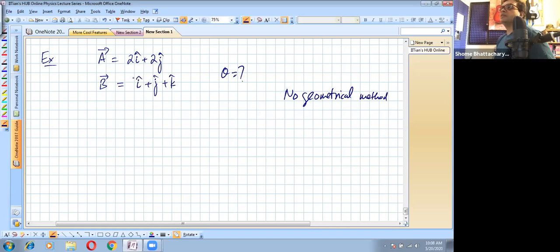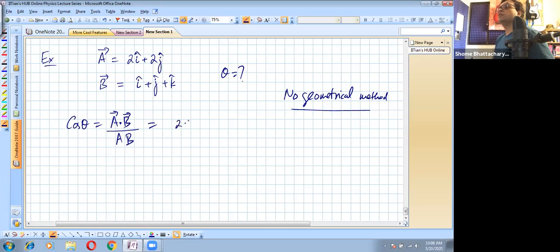Because what is happening is we can individually find out the angles of A and B with the x, y, and z axis, but that is not going to help us in finding the angle between A and B because they are not lying in any particular plane. This one is lying in the xy plane, but this one is general three-dimensional. So there's no way we can get the angle directly. So we have to use the formula cos theta is equal to A dot B divided by mod A into mod B.